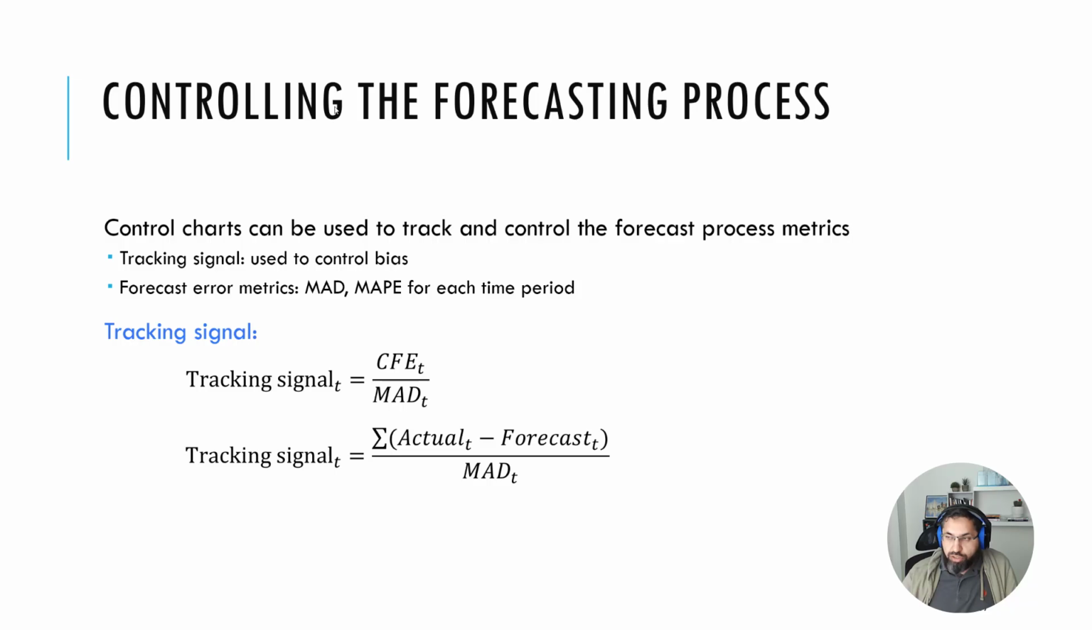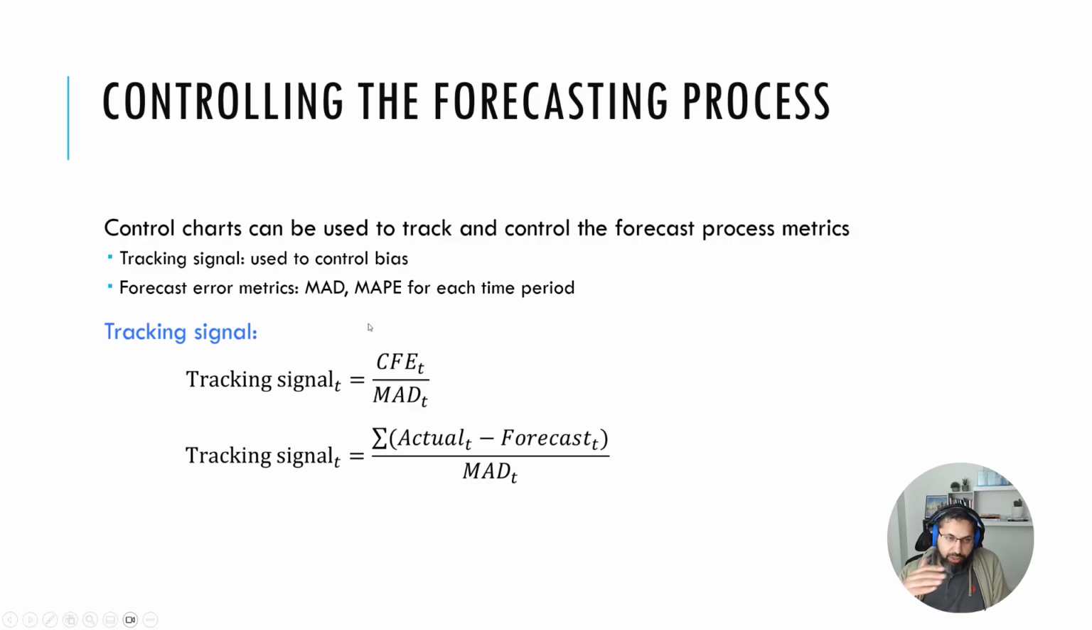We can use control charts the same way using a tracking signal. The tracking signal is basically just the cumulative forecast error at time t divided by the MAD for that time t. That's called a tracking signal. Then you can plot it and use control charts to see where the tracking signal goes too high. Because what does it mean?